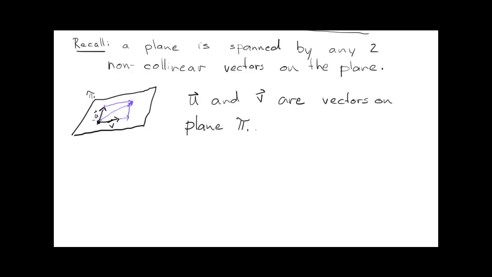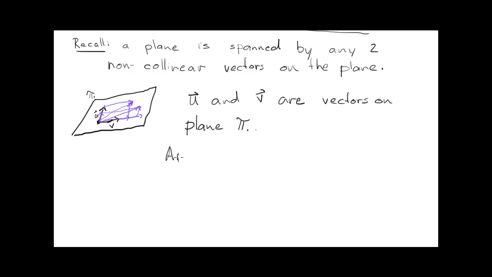Right, and any point I could put on the plane down here, just add a multiple of u, a multiple of v, and then that parallelogram would be formed. So any point on the plane I can get to by adding a multiple of u and v. So that's what that means. So let's just write that down.